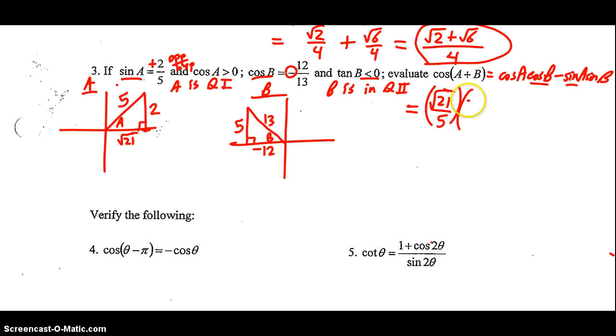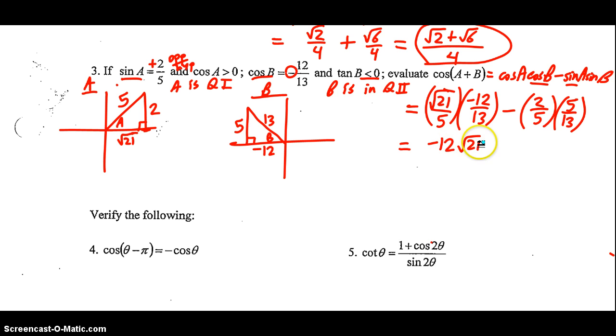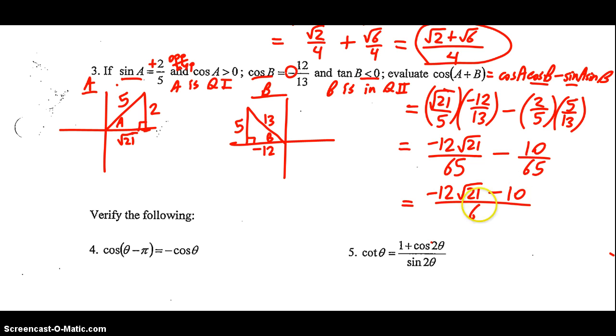Cosine of B, we already know, is negative 12 over 13, but you can use the picture too, adjacent over hypotenuse. Minus sine of A, well, we already know sine of A is 2/5. Again, you can check your picture. Sine of A is opposite over hypotenuse. And sine B is 5 over 13. Do a little multiplication. Negative 12 radical 21 over 65 minus 10 over 65. So we end up with negative 12 radical 21 minus 10 over 65.